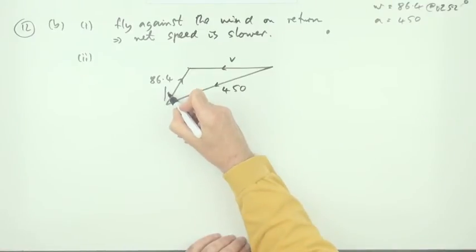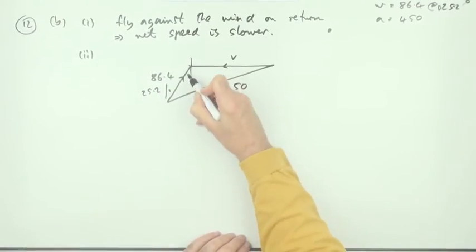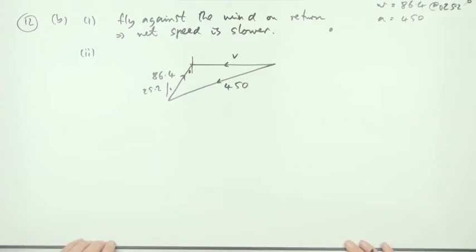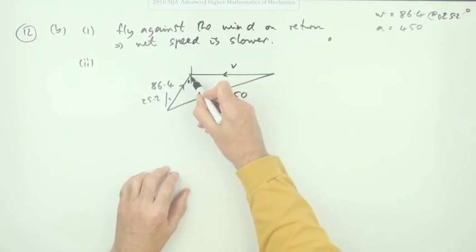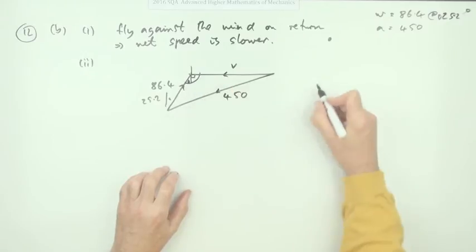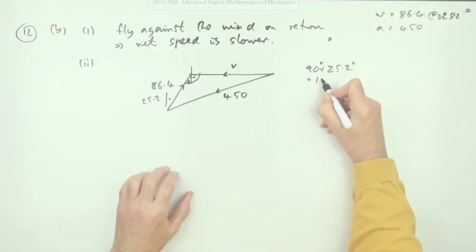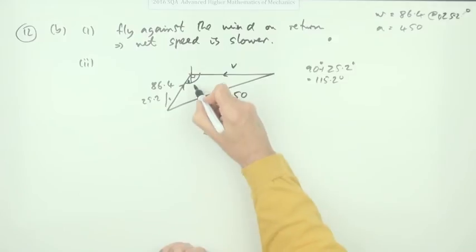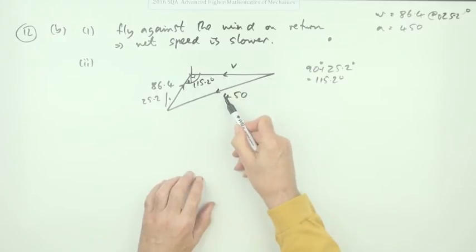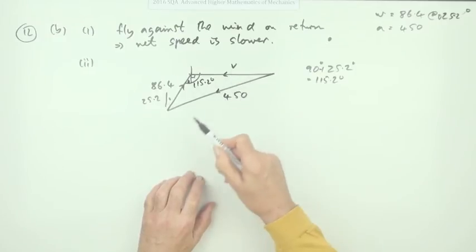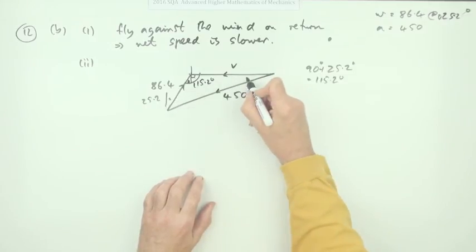Now, I know this angle here is 25.2, so using the norths to get alternate angles, that's going to be 25.2. Since that's north-south and that's east-west, that's a right angle, which means I know this angle in here. It'll be 90 plus 25.2, which is 115.2 degrees. But that's not going to give me V directly. I've got an opposite pair here. To get V, I need the angle opposite to it. So I'll have to find this angle first in order to get this angle, and from that angle I can get V. So there's a bit of messing about.